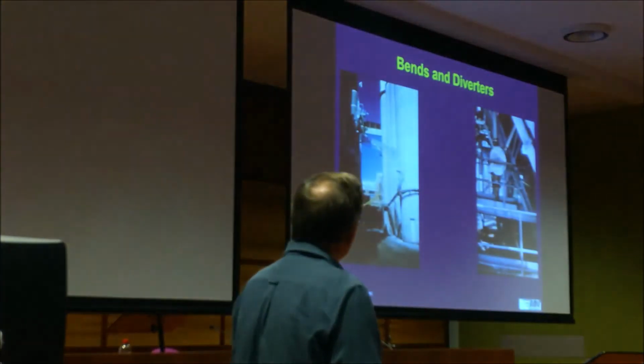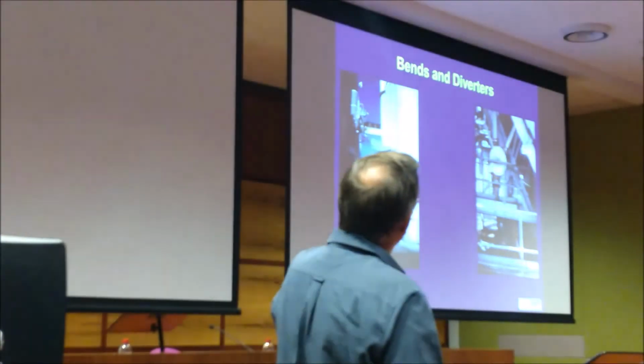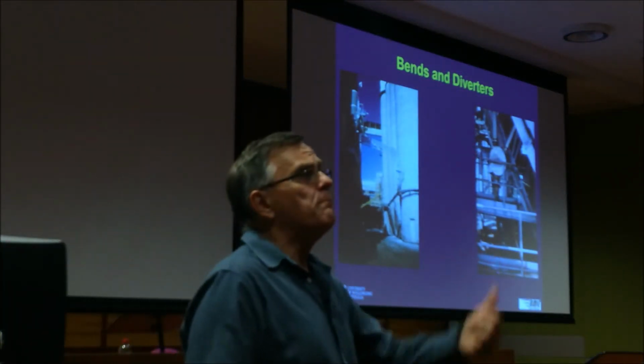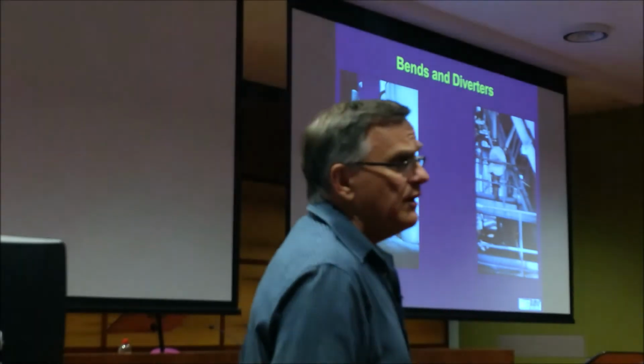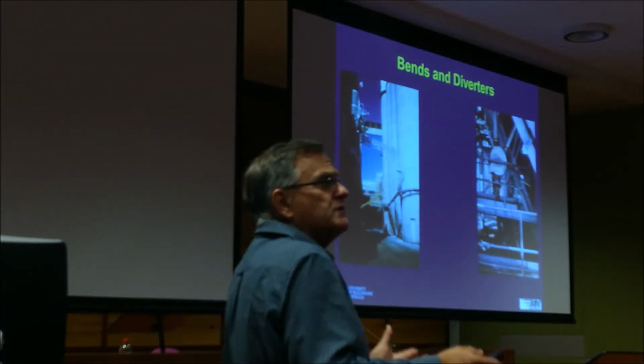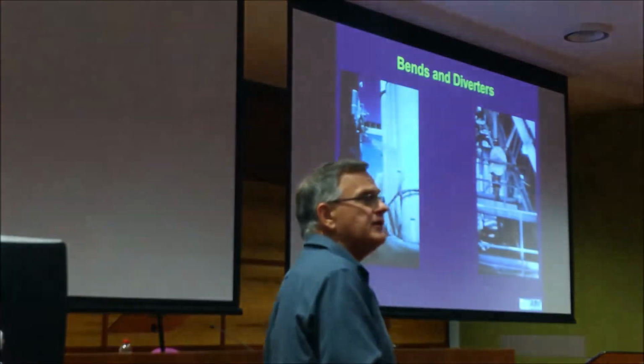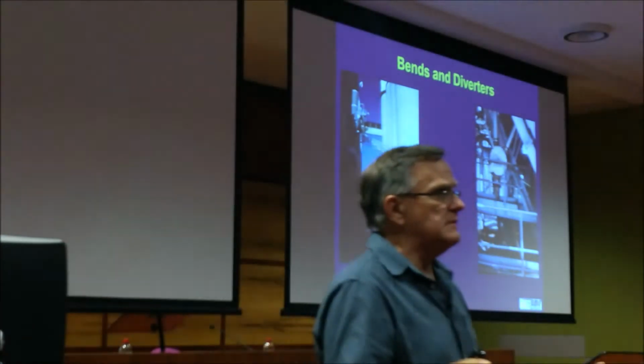All right, just finally, before we go to a break, the last aspect of your conveying pipeline is, what bend do we pick, what diverter. And I'm not going to spend any more time, just to show you. Here we've got radius bends, we can go to T-bends, all different types of bends.